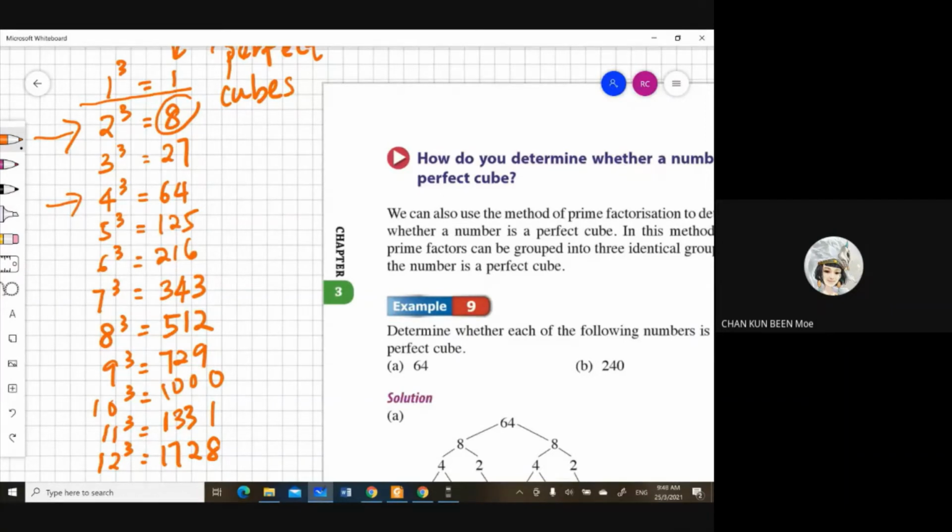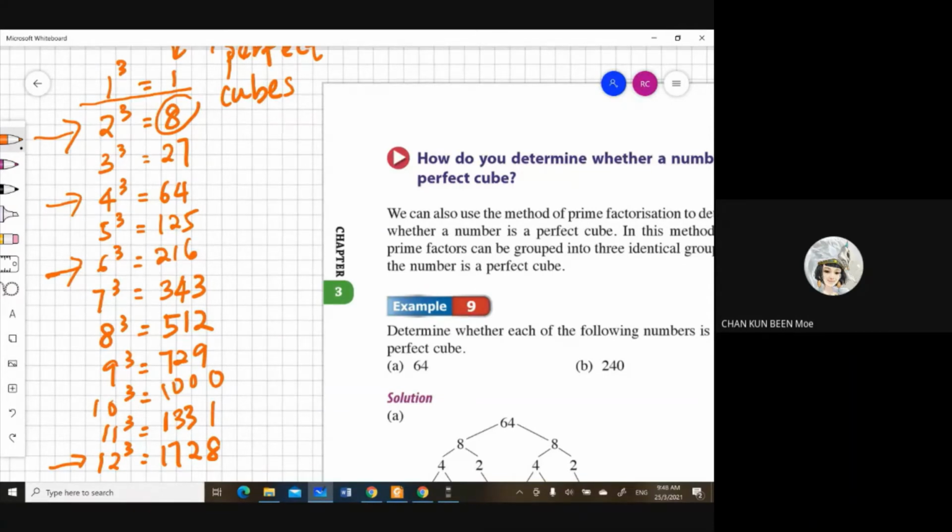Okay, I'm going to test you one by one here. I'm going to choose, not everybody, some of you. So for example, 6 cube, you have to give me the answer straight away, 216. Or 12 cube, you are going to give me the answer straight away, 1728. That is your task for the next lesson.